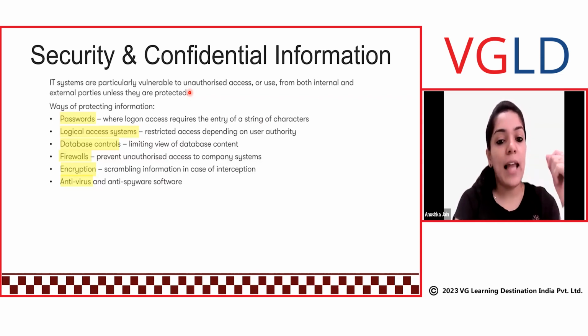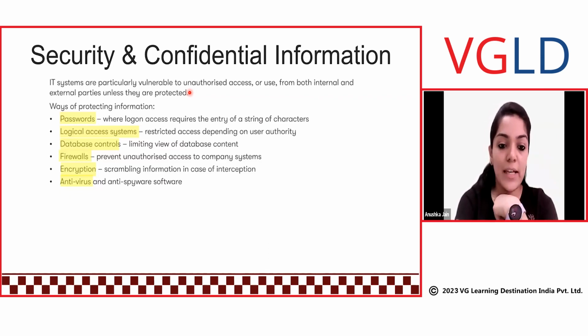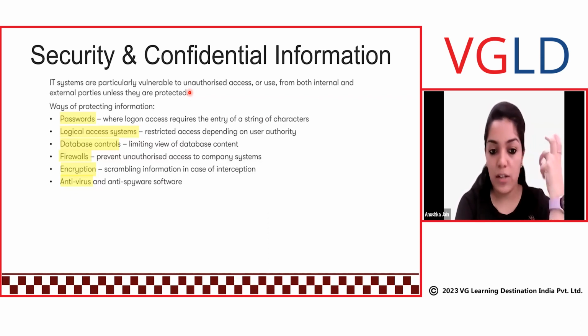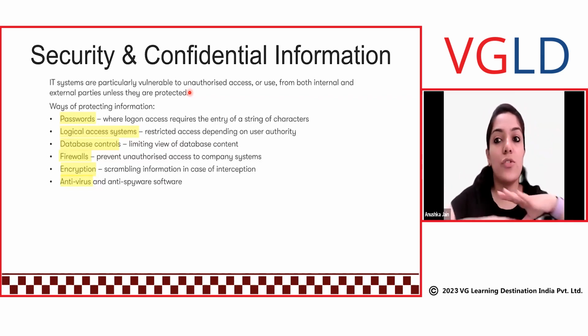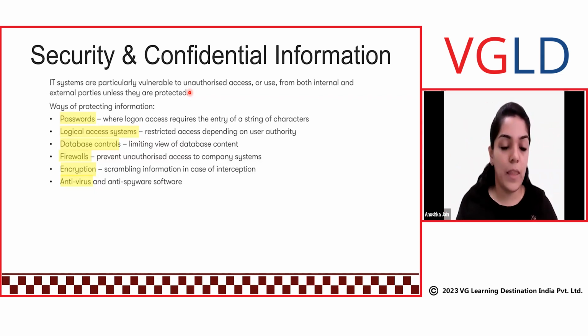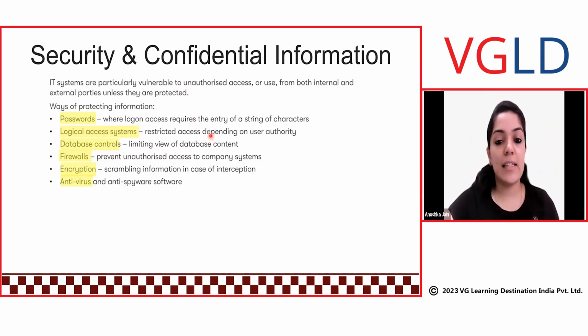Next one is logical access systems. So logical access system means what? If I am in the HR department, I should have access only to the HR work. If I am working in the accounting department, I should have access only to the accounting related data files. It should not be like if I'm working in a company, I should have access to everything which is there in the company. Having logical access only is a way of protecting information. Logical access system means restricted access depending on user authority.